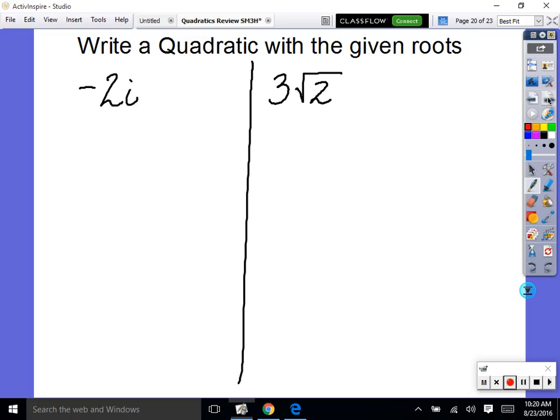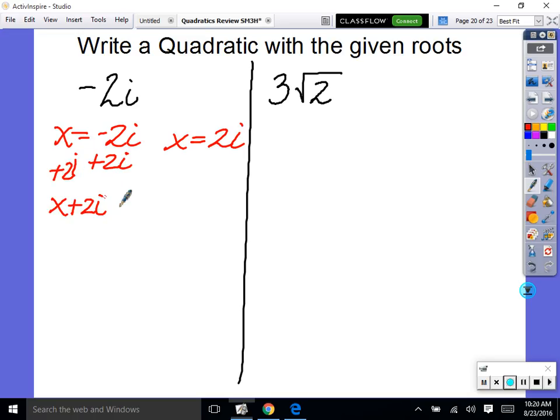x is equal to negative 2i, so what's the other root? x is equal to 2i. So let's go backwards. Before we had solutions, we had linear factors. So we'd add 2i to both sides. They used to be equal to 0, so we have x plus 2i is equal to 0. That was the linear factor before we solved. So we'd subtract 2i from both sides. Do you see how that adds up to be 0, guys? Okay, so we have x minus 2i equals 0.